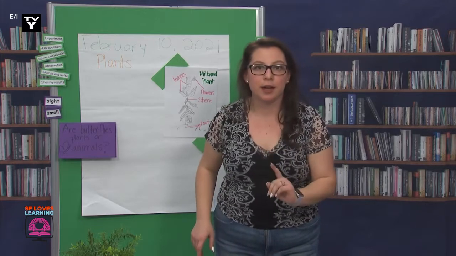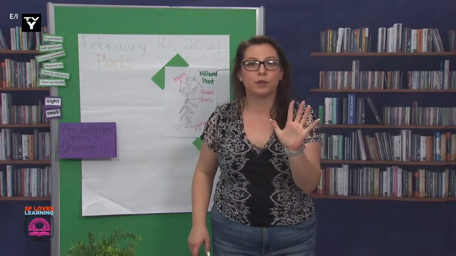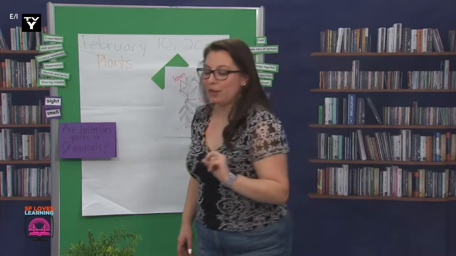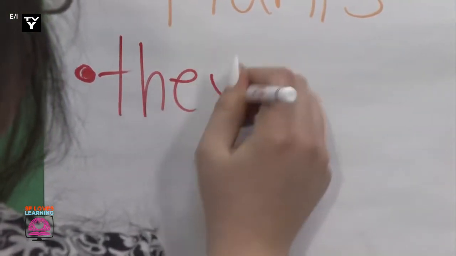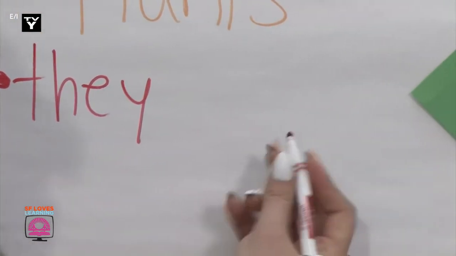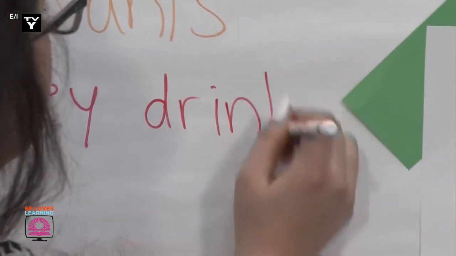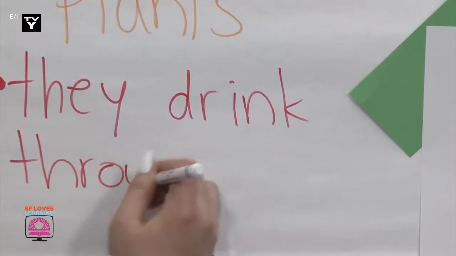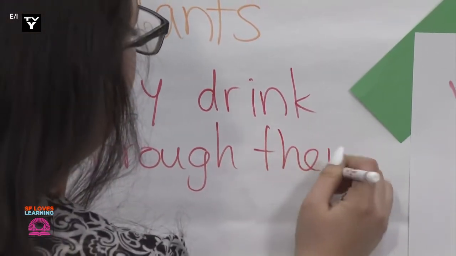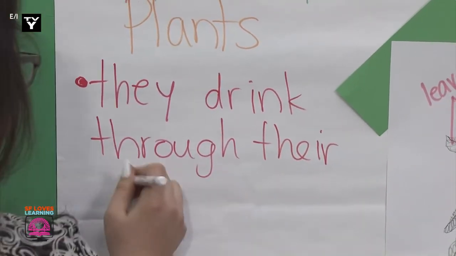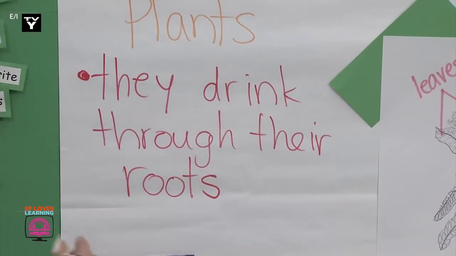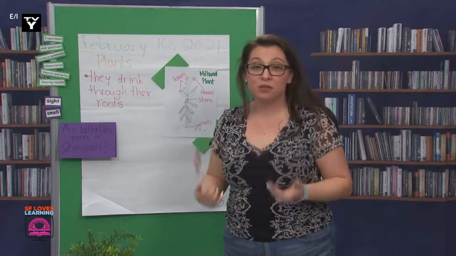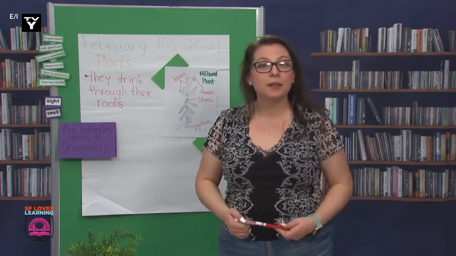That sounds like something to write down. Plants drink from their roots. Remember to write a dash or a little circle when you write your note. So I should say they, because we know plants. They drink through their roots. Sí, eso. Muy bien.